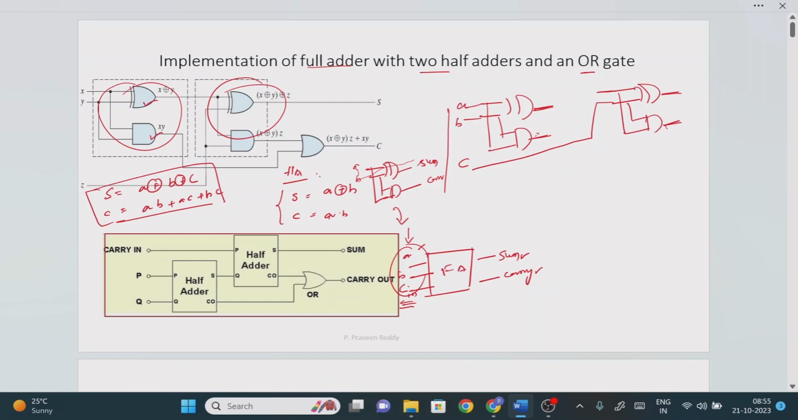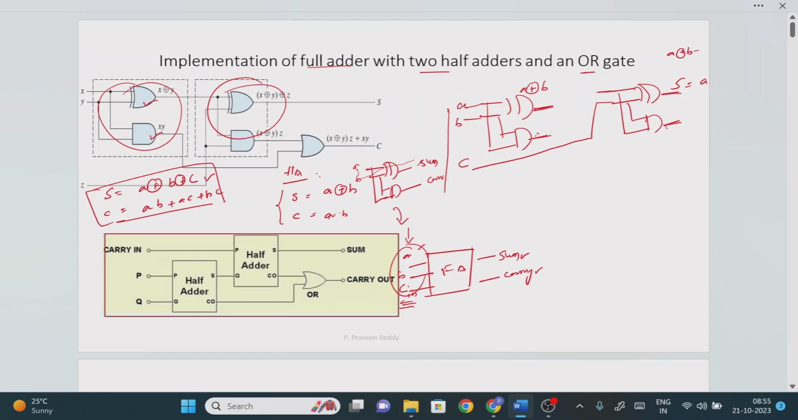Now see the expression for sum: A XOR B XOR C. Here the XOR gate with inputs A and B gives A XOR B as its output. Then what is this value C? When you perform A XOR B and XOR with C, what value do you get? Finally the sum should be A XOR B XOR C. Finally you should get something like that.